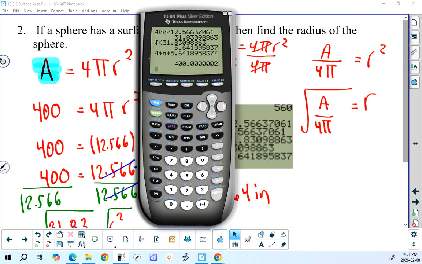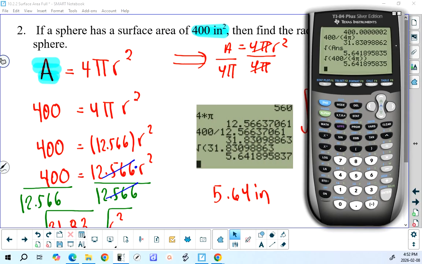And you can enter this into your calculator in fewer steps. You can take the area, which is 400, divided by, in brackets, 4 pi. You need those brackets. Hit equals, and then take the square root of the answer. If you want to be really fancy, you can go square root of 400 divided by bracket 4 pi. I don't frankly care how you use your calculator. I care that you use your calculator to get the right answer of 5.64 inches.